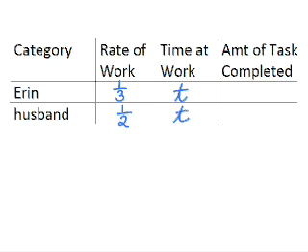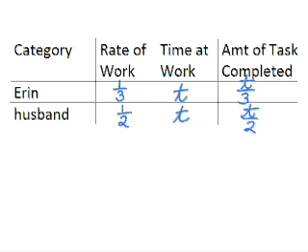And now we're going to fill in the amount of the task completed. So we're going to multiply across the columns. So Erin's amount of task completed is t over 3. Her husband's is t over 2. The total job in this case is 1 room.